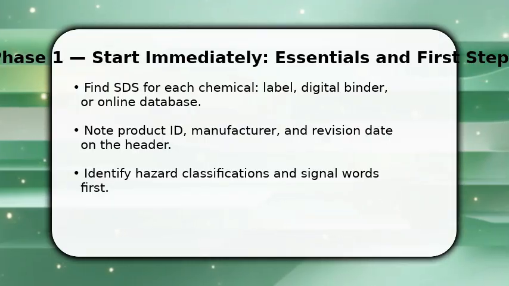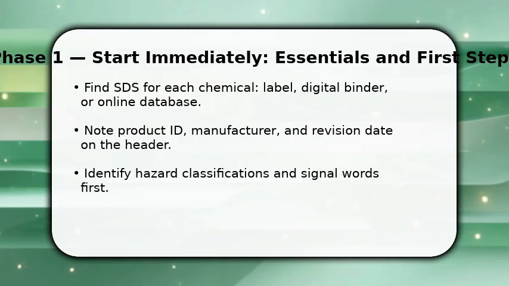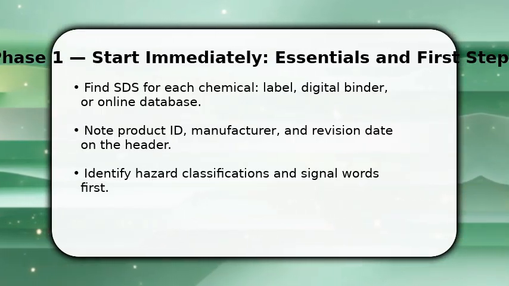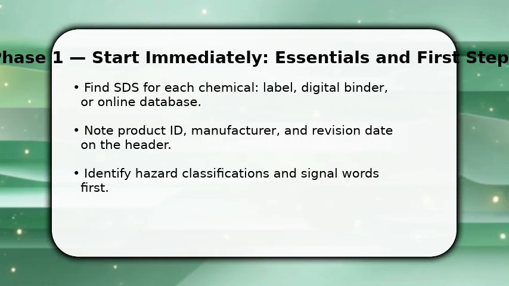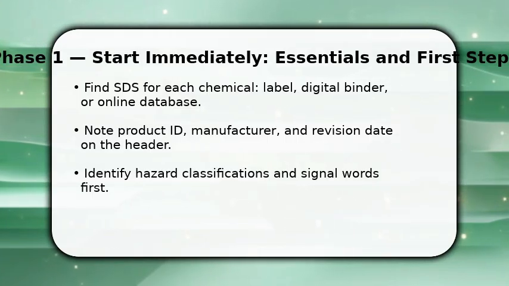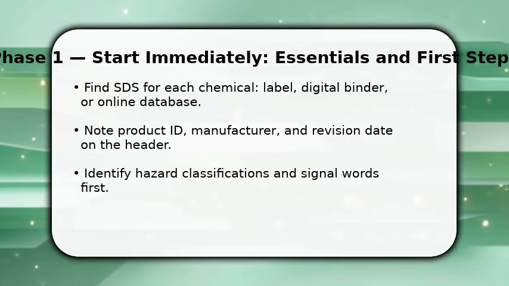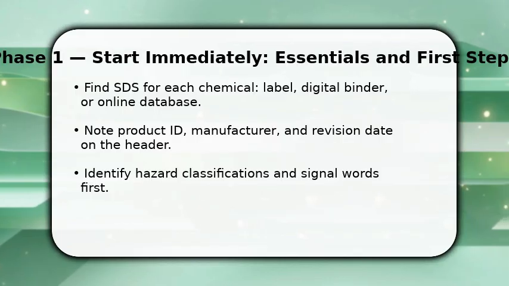You begin by locating the safety data sheet for the product you'll use. This is step 1. Check the label, the facility binder, or the manufacturer's digital file. Make sure the header shows product ID and a recent revision date. Once found, scan sections 1-3 to learn the hazard classification, signal words, and ingredients. This tells you why controls are required and which PPE to pick.